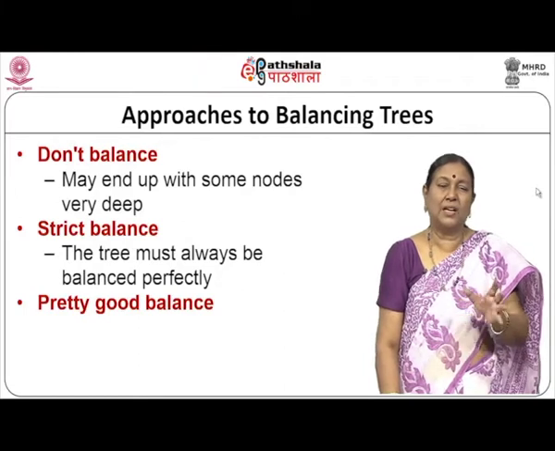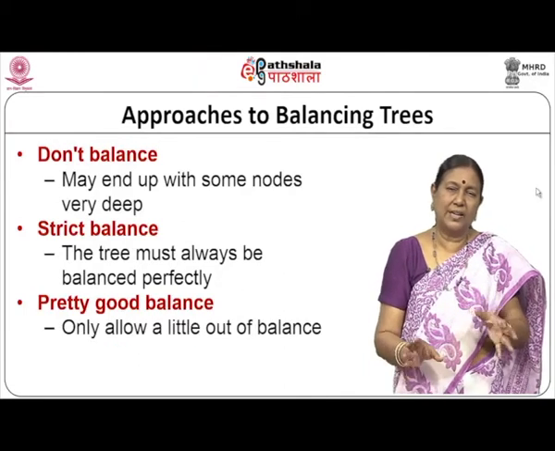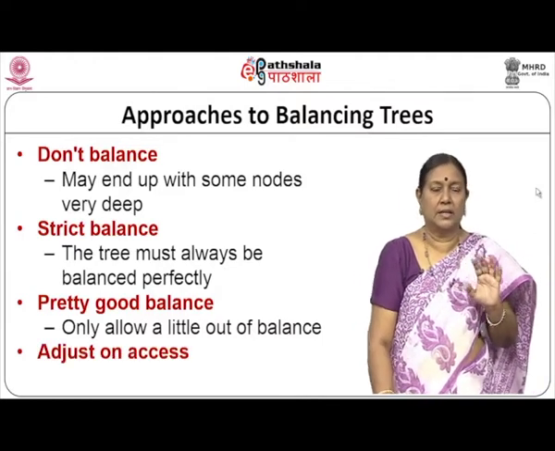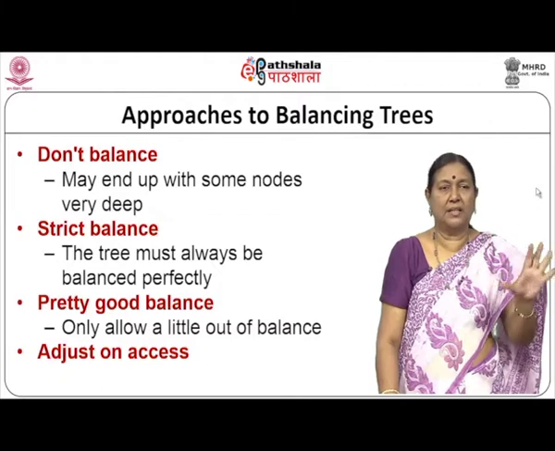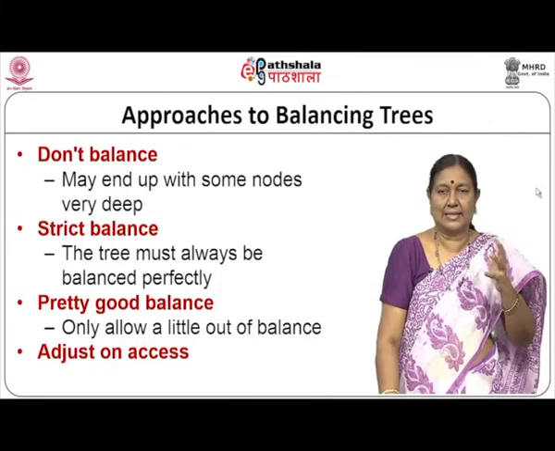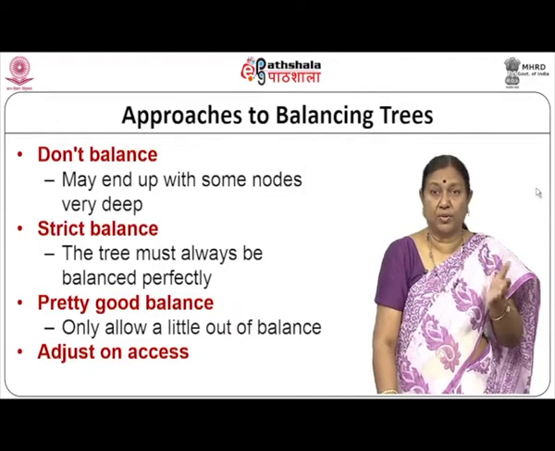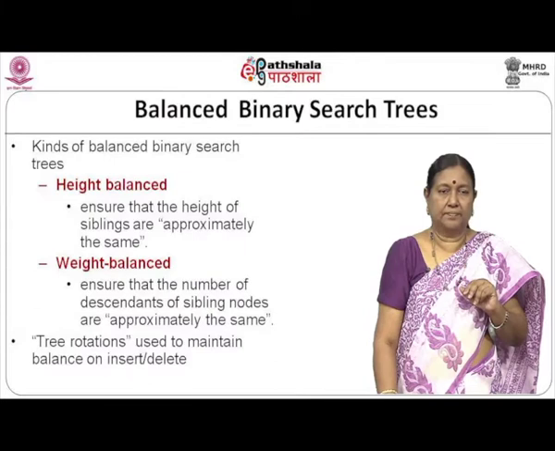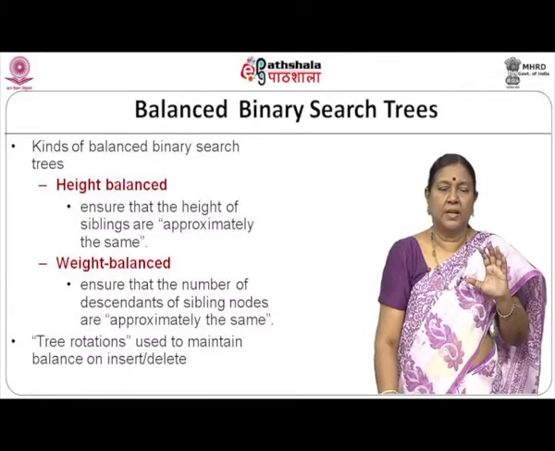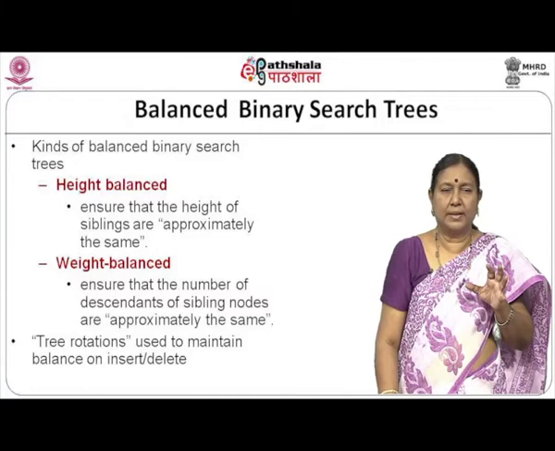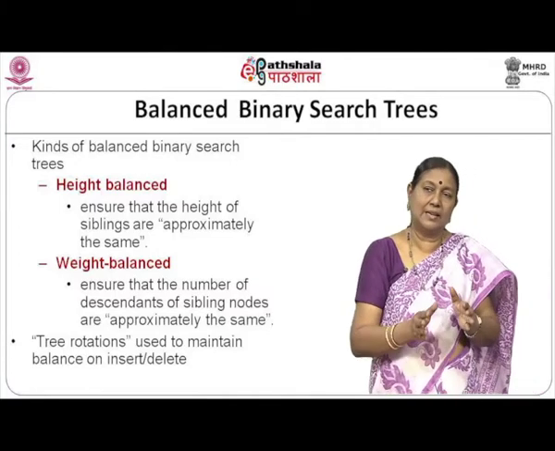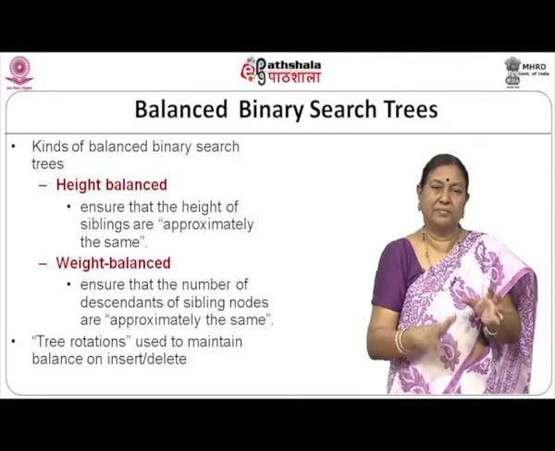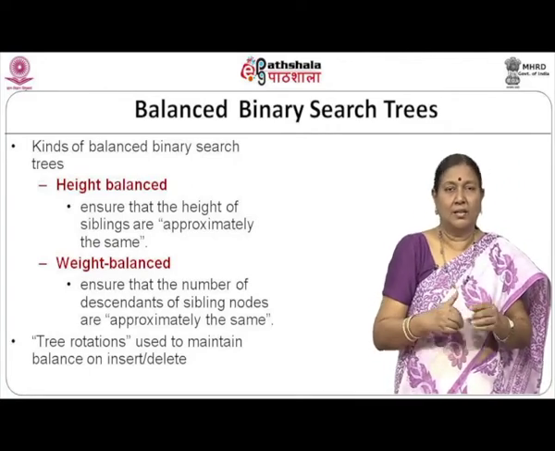The other is pretty good balance. You are allowing a little bit of out of balance, and that is what we are going to do. Or you adjust on accessing time. So, these are the 4 approaches to balancing trees, which are also called self adjusting. Now, we go to balanced binary search trees. We said that the approaches were do not balance, have perfectly good balance, or have okay balance, or do self adjusting.